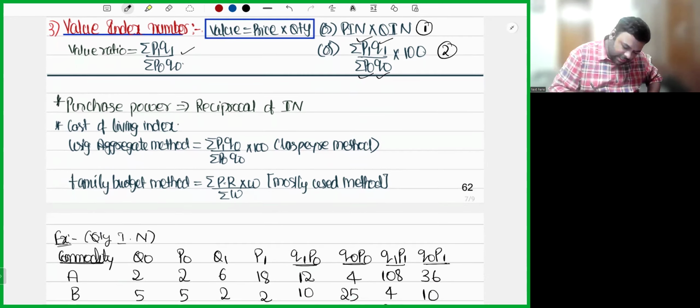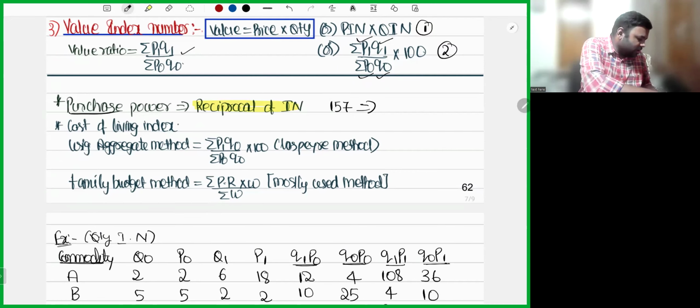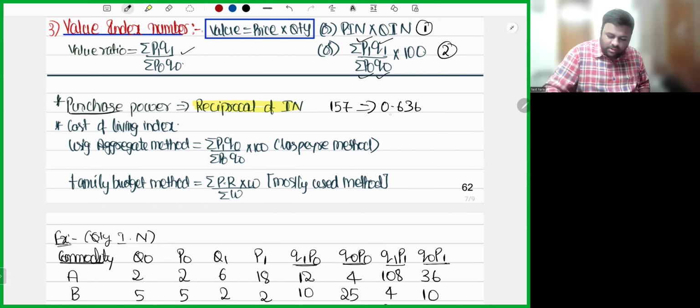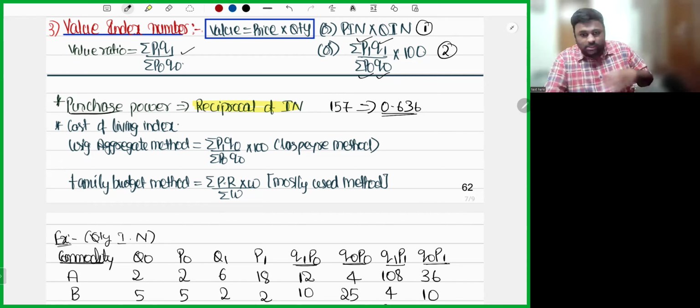Next, purchasing power. How will you calculate the purchasing power? Reciprocal of index number will give you purchasing power. Say for example, index number is 157. So what is the reciprocal of 157? 1 divided by 157, and don't forget to multiply with 100. That is 0.636. Now what does this 0.636 mean? How will you interpret this purchasing power?